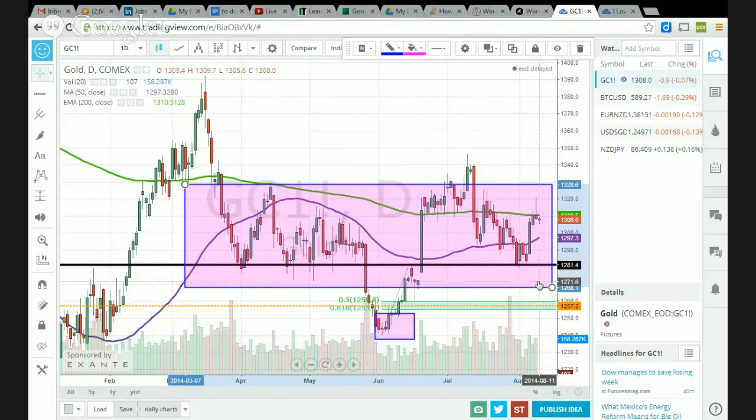I think we may have put in the low here. I think this may be a really significant low that we won't revisit for quite some time. At least that's from the perspective of cycle analysis. That's sort of what it seems like.